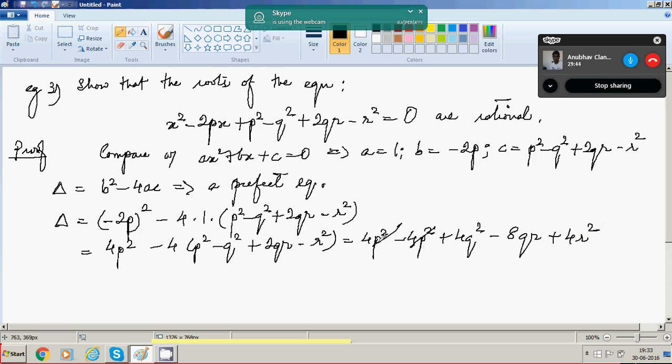Equal to 4 times q squared minus 2qr plus r squared, which is 4 times q minus r whole squared. Yes, sir, which is 2 into q minus r, the square of 2 into q minus r. So it's a perfect square, which implies the roots are rational.